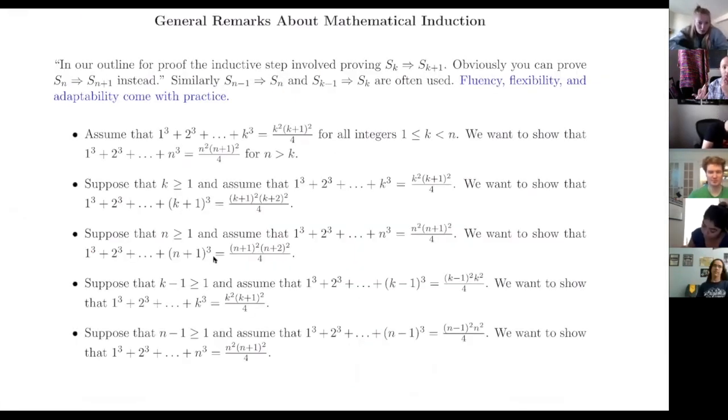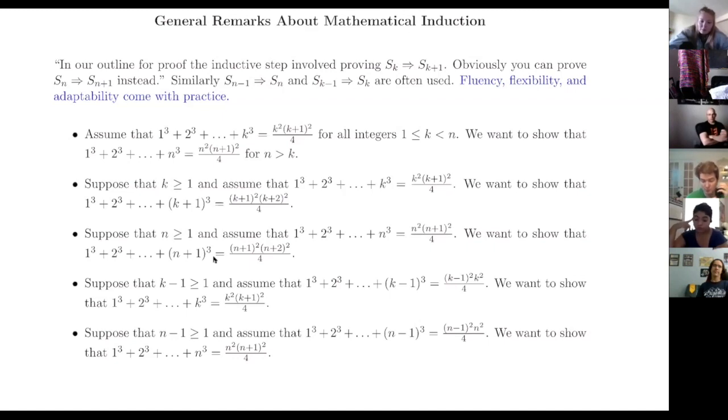Maybe some questions about why are we using k or k plus 1 or n plus 1? Do I care which way we do? I don't really care. The book does S of k implies S of k plus 1, but you can do it in all of these different other ways. I think it's really good practice to be able to read proofs that are written differently. So down here, I put bullets with what would be the inductive hypothesis versus the thing that you want to show if you're doing it in these different ways.